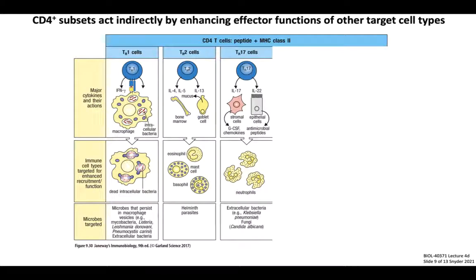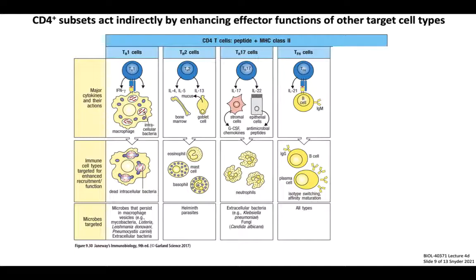Th17 cells produce IL-17 family cytokines that activate non-immune cells. These are called stromal cells, and this induces them to produce growth factors and chemokines that facilitate the development and recruitment of neutrophils. Meanwhile, IL-22 stimulates antimicrobial peptide production by epithelial cells at barrier surfaces. Together, these effectors help eliminate extracellular pathogens such as bacteria and fungi.